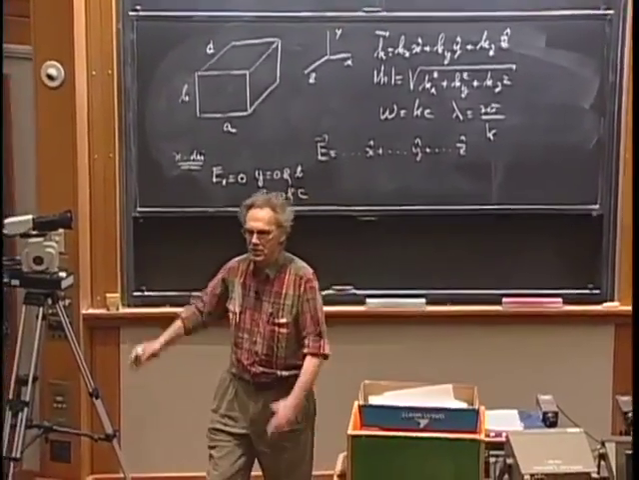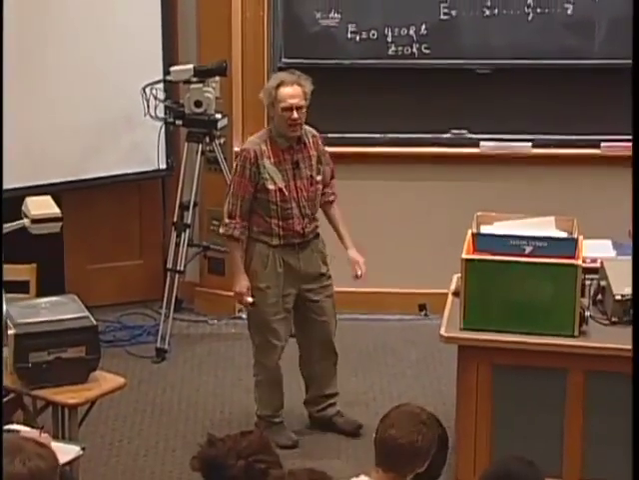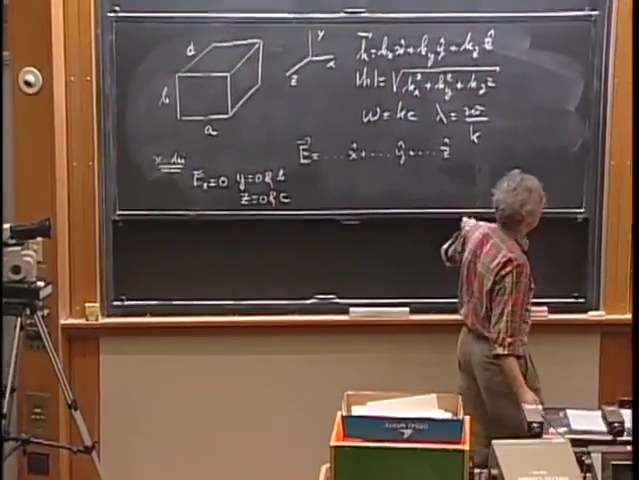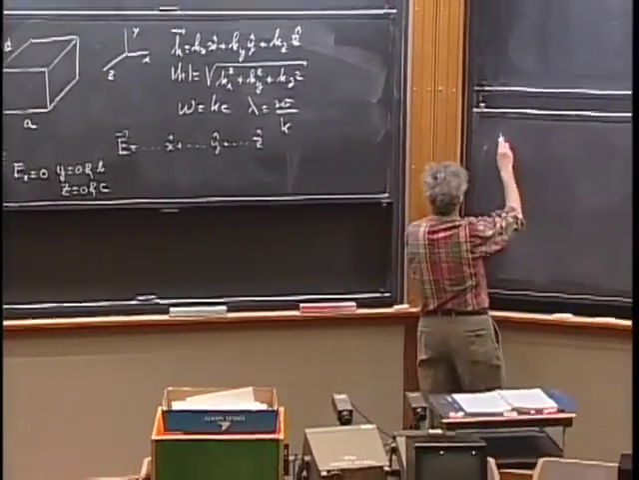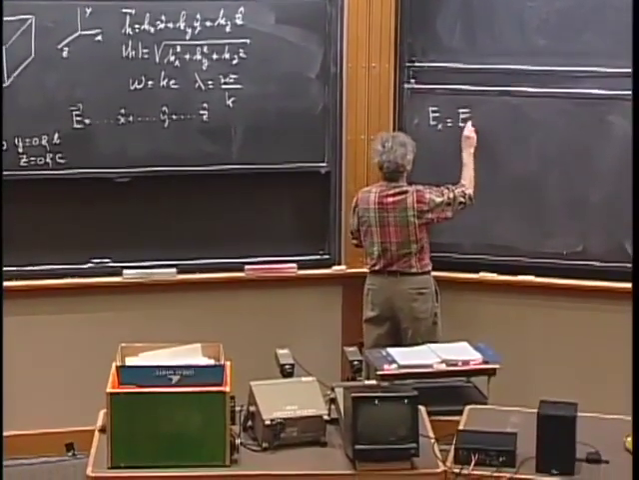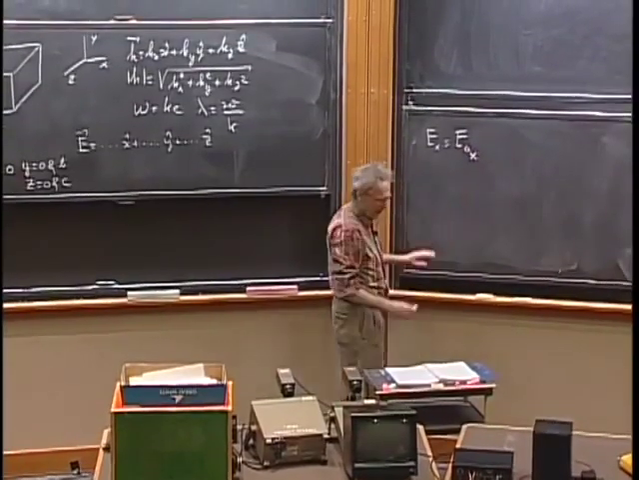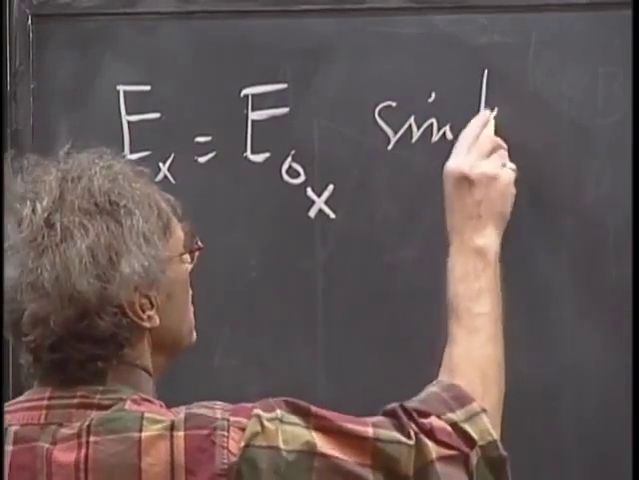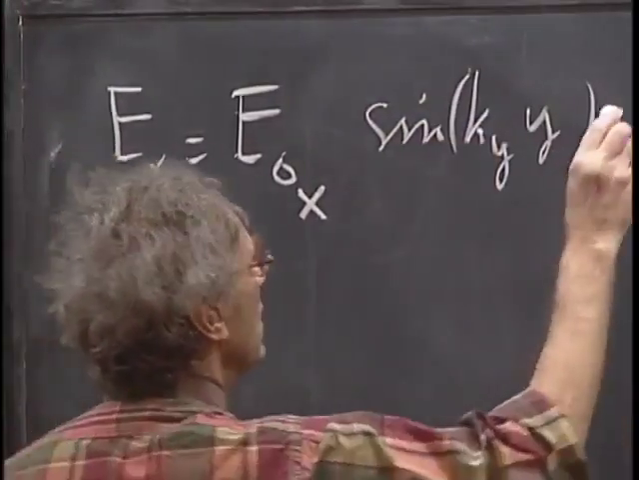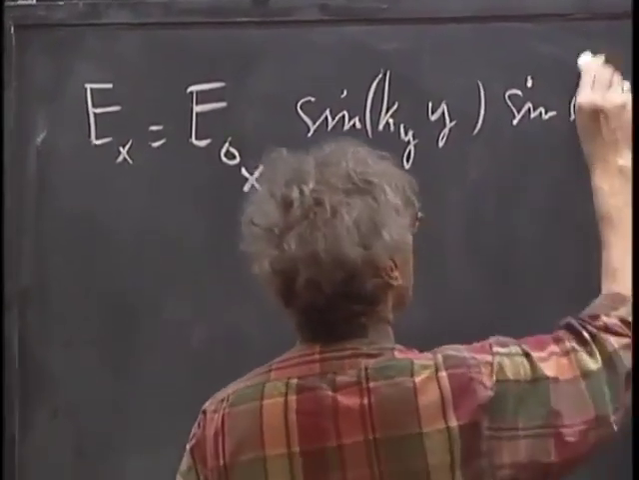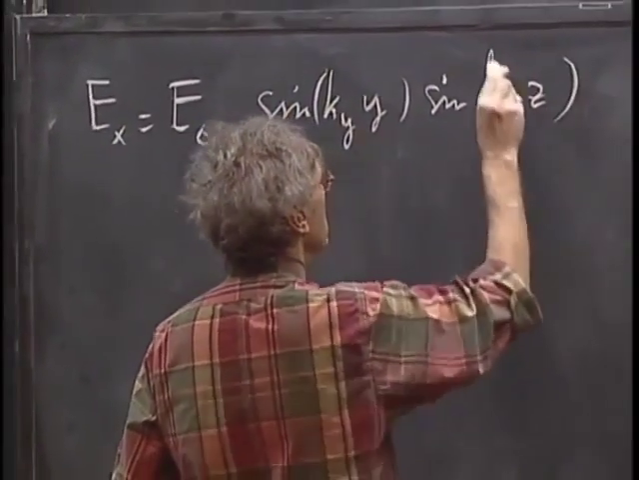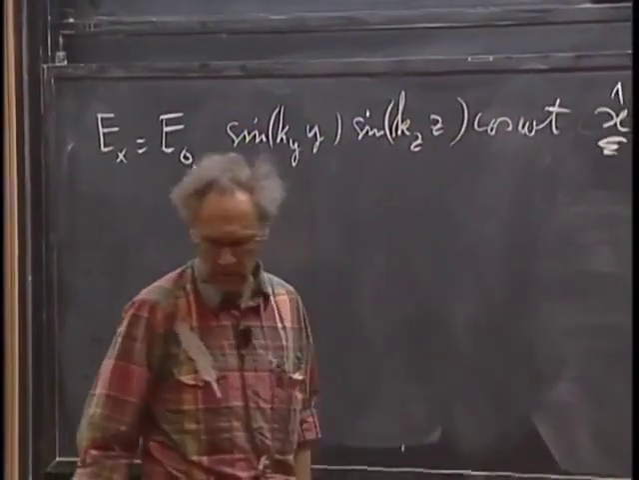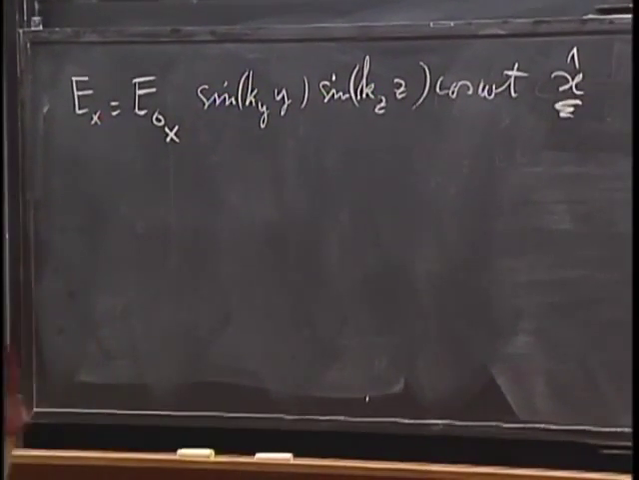And we are so experienced now that we can write down just like that the solution for that component E of x. And that solution must have this form. You can test yourself whether you would have come up with something similar. So this is only the component now in the x direction. This must have a sine of ky times y times the sine of kz times z times cosine omega t. And to remind you that it is in this direction, I put the x there.